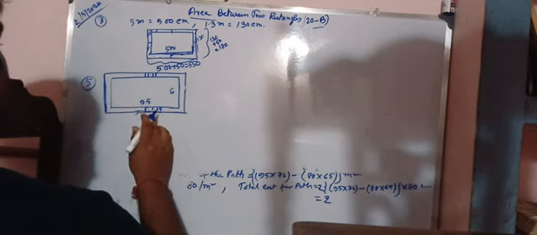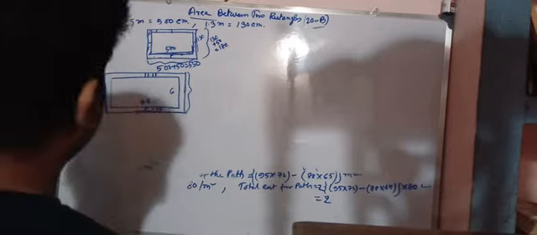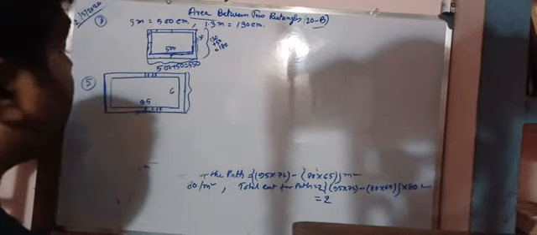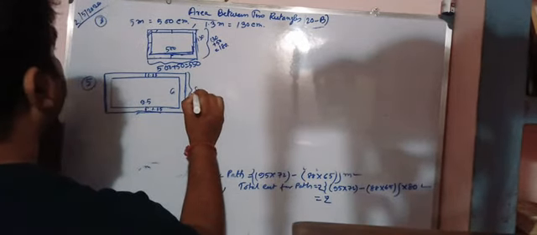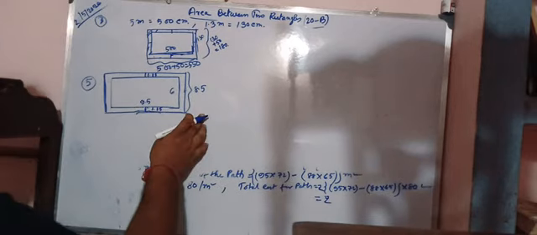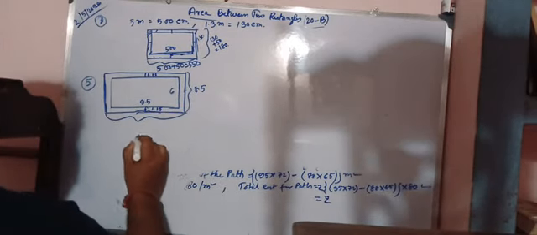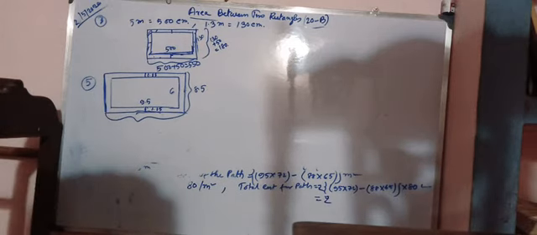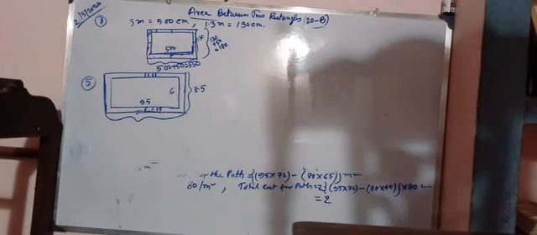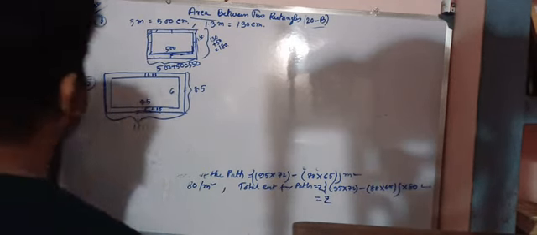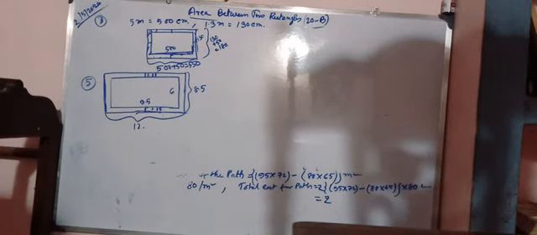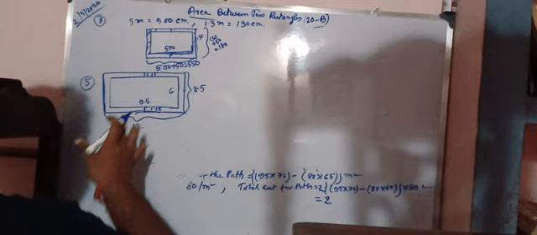Okay. So my outer breadth is equal to 6 plus 1.25 into 2, means 6 plus 2.5, means 8.5. That is my outer breadth, and my outer length is equal to 9.5 plus 2.5, means what? 12. Correct. So again we have my inner length and inner breadth.